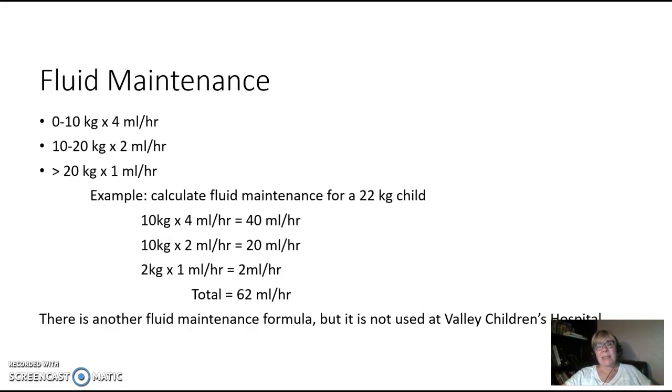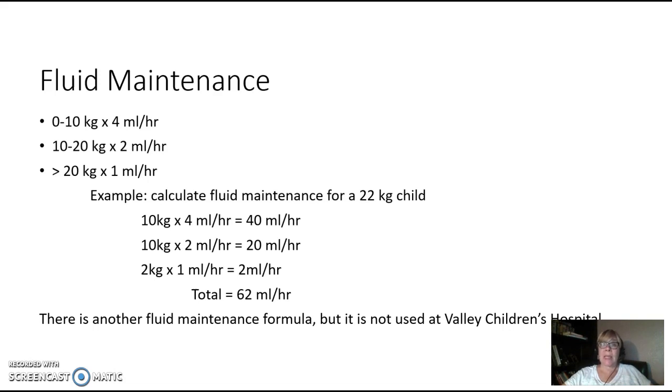So let's take an example of a child who weighs 22 kilos. Those first 10 kilos, from 0 to 10, we're going to multiply them by 4. It comes out 40. The next 10 kilos, between 10 and 20, we're going to multiply by 2. So those 10 kilos times 2 is 20. So now we're up at 20.